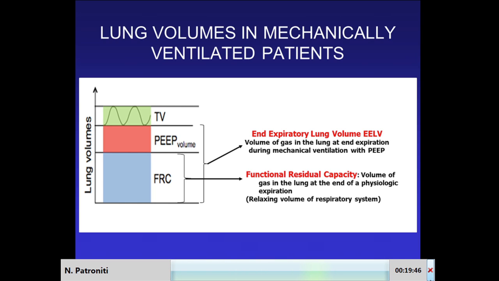We have the classical functional residual capacity, which is the lung volume at lung rest, 0 PEEP. Then we apply PEEP, and we have the lung volume due to the application of PEEP, and we have tidal volume. Generally, we call end expiratory lung volume the sum of the functional residual capacity and the PEEP volume. These are the volumes we will talk about.